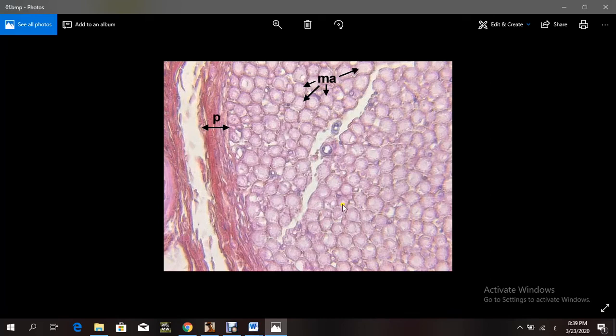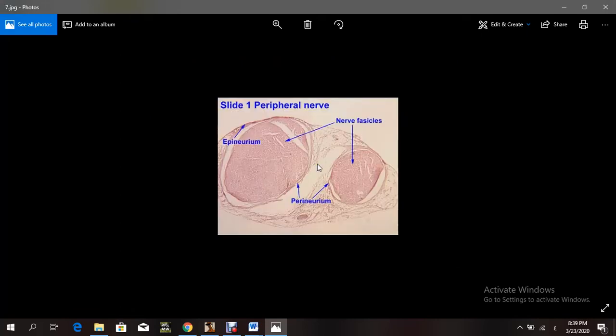This is a peripheral nerve, each one of those representing an axon. Many axons within this peripheral nerve. This is the myelin sheath, and this is the perineurium, which surrounds a group of fibers. What surrounds the whole nerve is called the epineurium. Connective tissue which surrounds an individual axon is called the endoneurium.